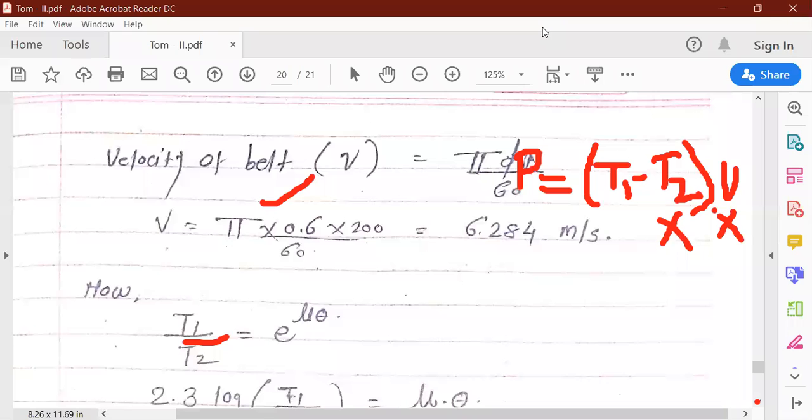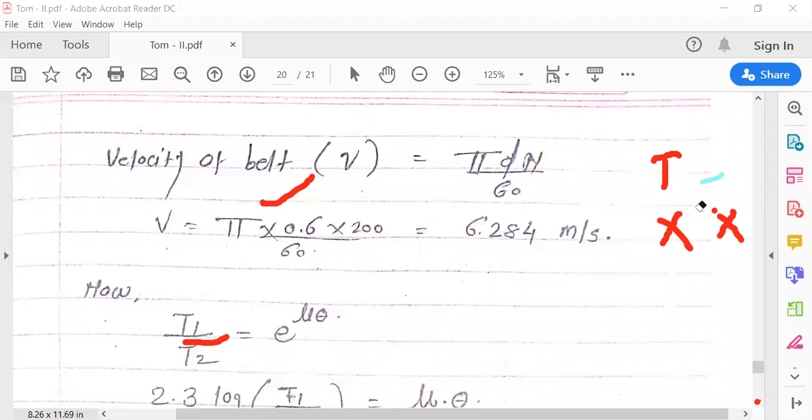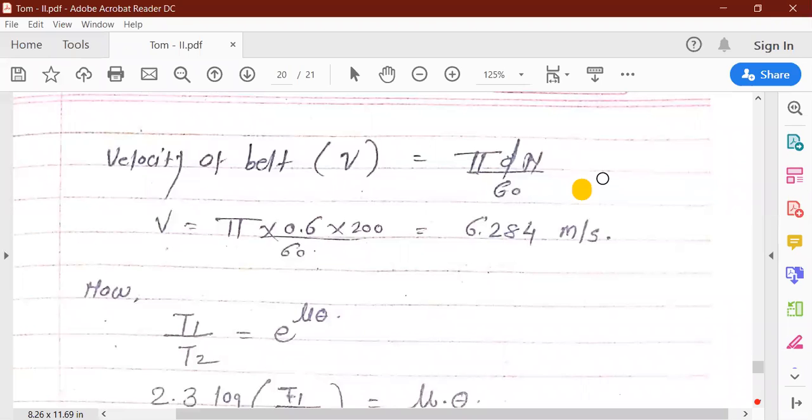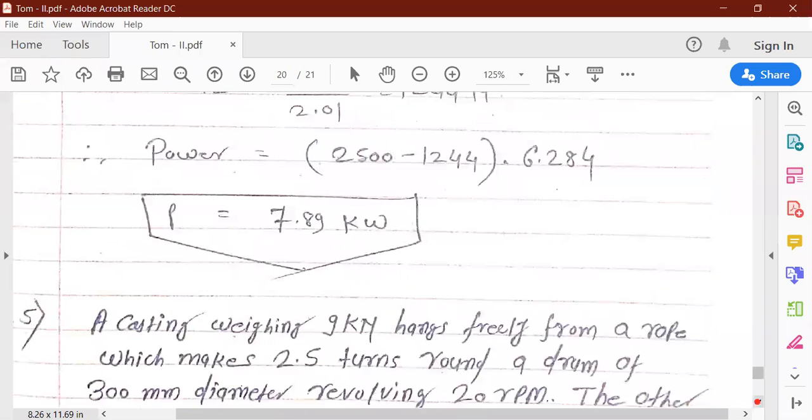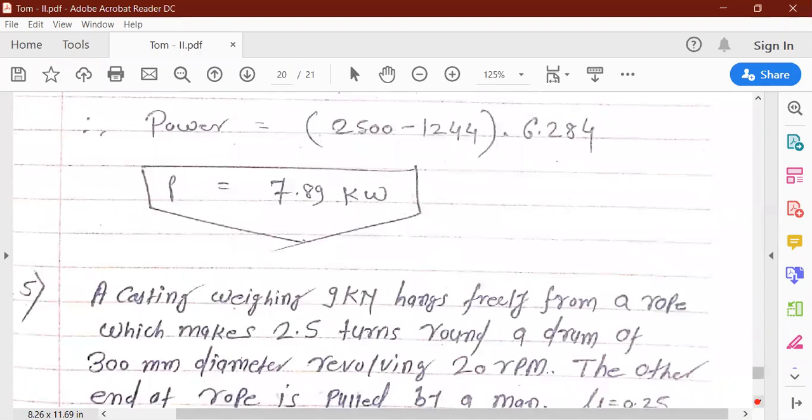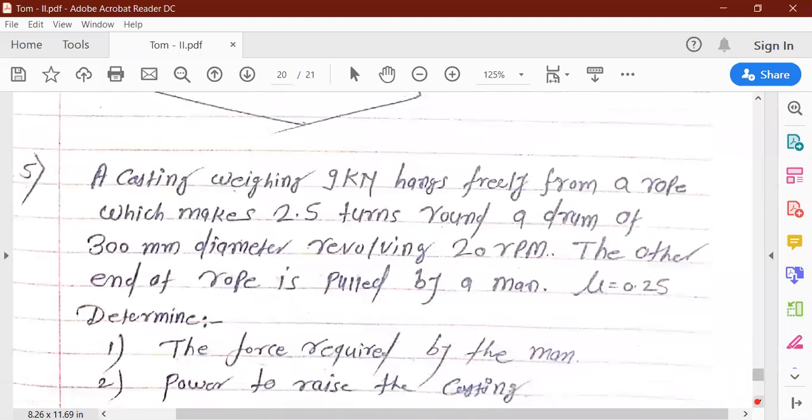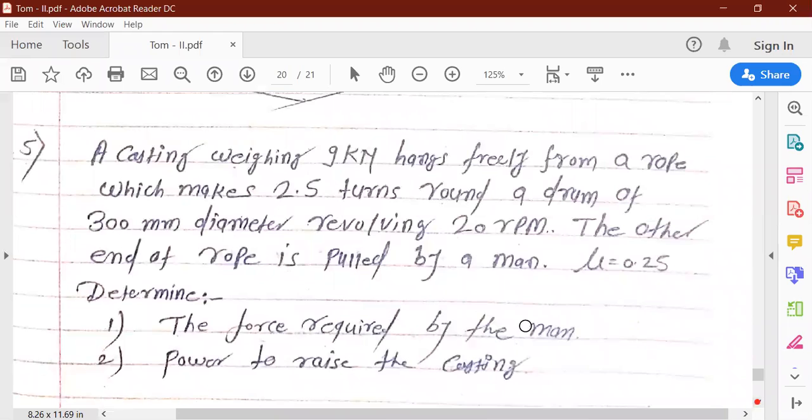So here is your eraser. I will erase all the things mentioned here, and now move toward the next numerical. Now there is one more numerical. We will just read out the numerical and try to solve it.